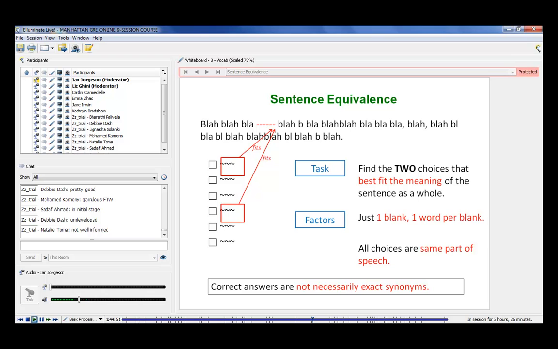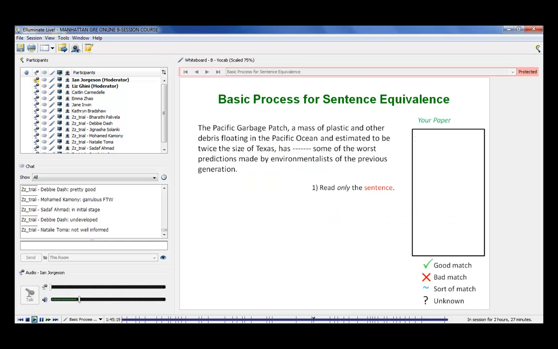And the two answers we choose must both work in the sentence in the same way. That doesn't mean they have to be exact synonyms, but it does mean they have to be pretty close together. And the other thing that's important is they're all the same part of speech. So if answer choice A is a noun, then B, C, D, E, and F are going to be nouns as well.